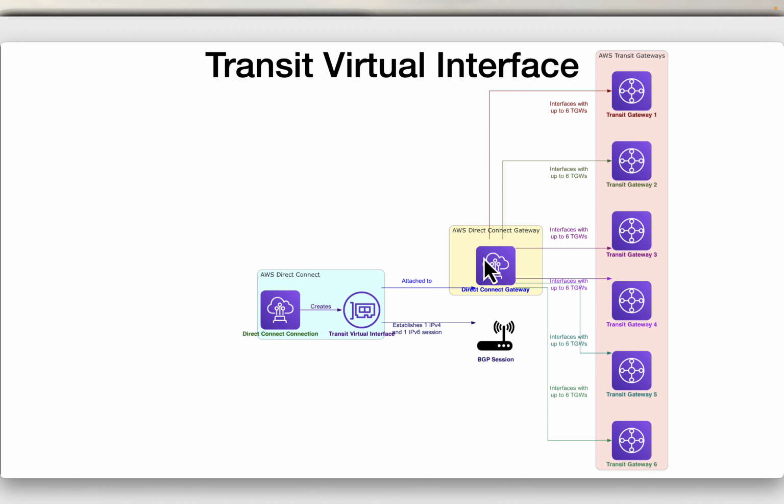So this is connecting to a Direct Connect gateway over here, right? And this Direct Connect gateway can be used in this kind of scenario. It can be used with up to 6 AWS transit gateways in any of the supported regions. So it may not be in the same region. This may be, let's say, in region 1, region 2, region 3.